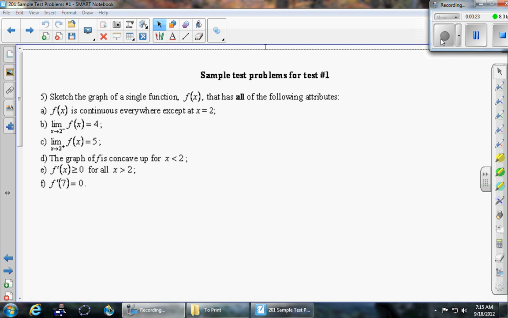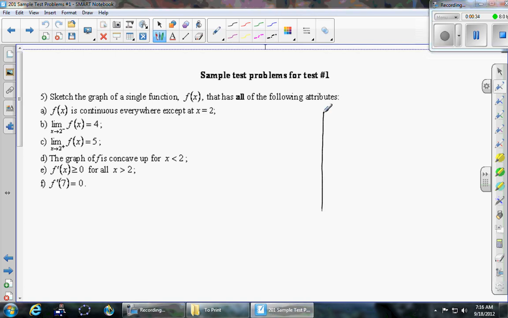The graph of f is concave up for x less than 2. F prime of x is bigger than or equal to 0 for all x greater than 2. And finally, f prime of 7 is 0. So lots of information here. I'll tackle it piece by piece and probably end up making some corrections along the way.